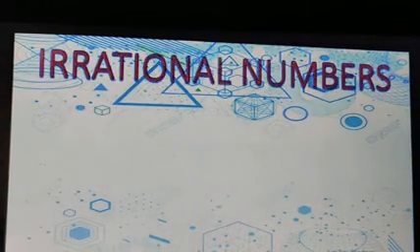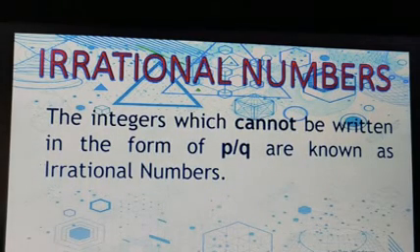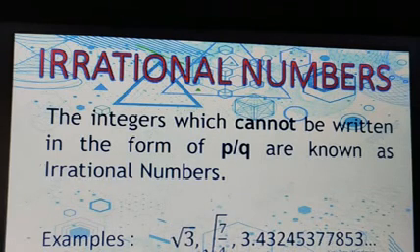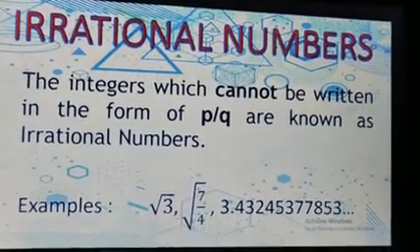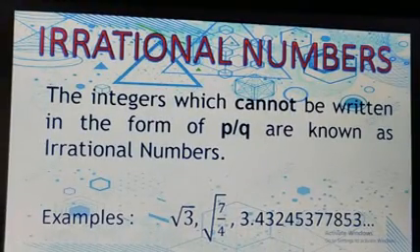Now if we talk about irrational numbers, irrational numbers are numbers which can't be represented in the form of p by q. The numbers which cannot be represented in the form of p by q are known as irrational numbers. For example, under root 3, under root 7 by 4, 3.4324, any number in which the same digits are not repeating is known as an irrational number.